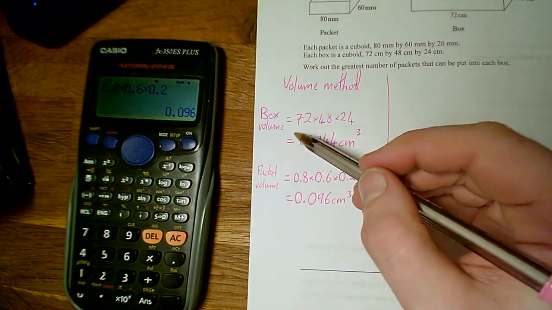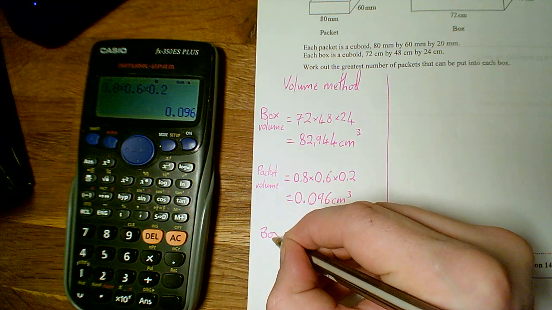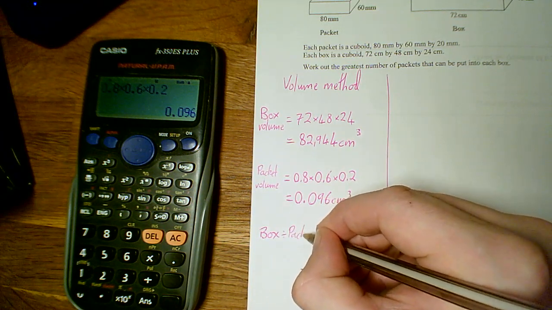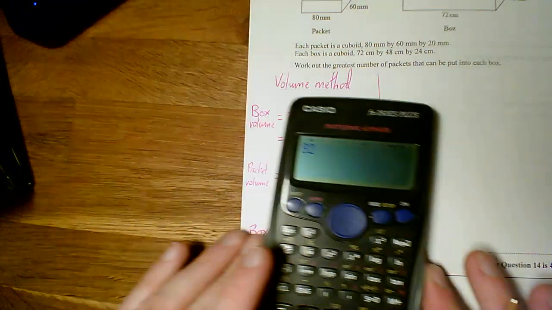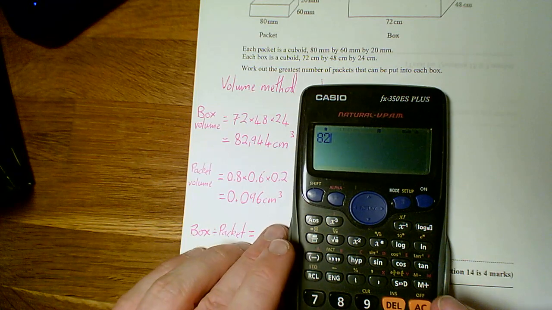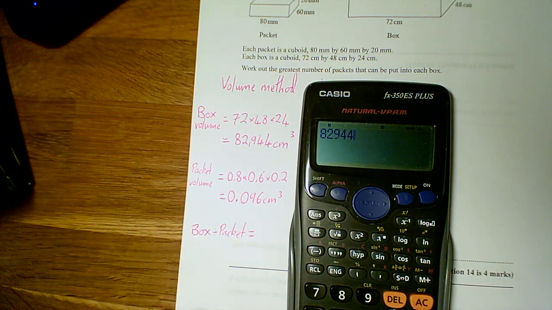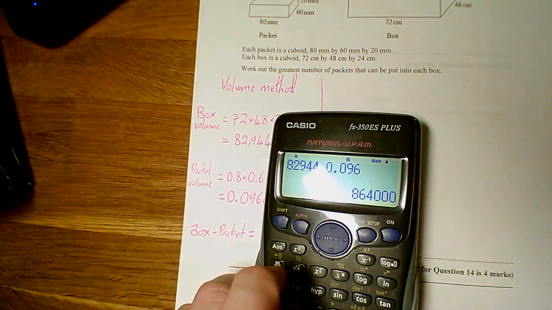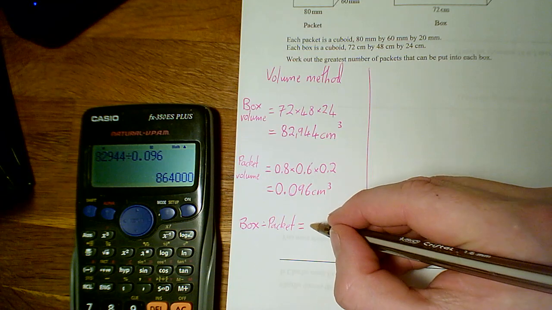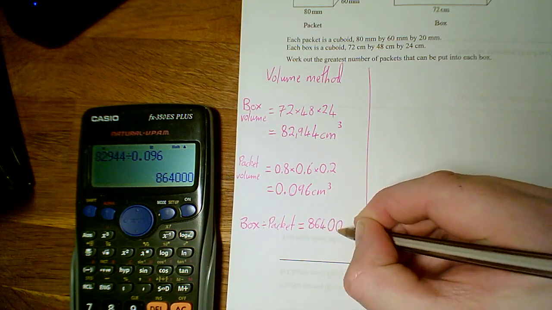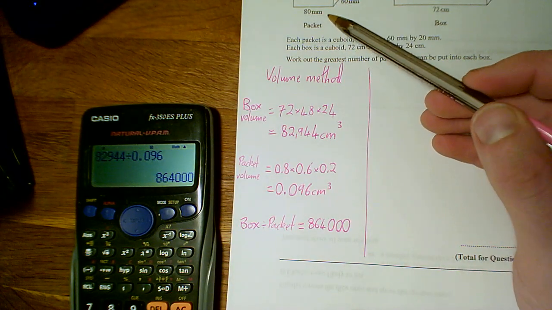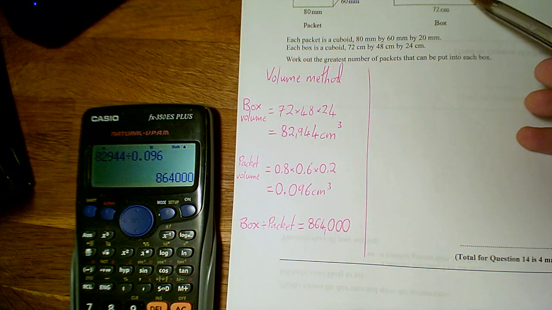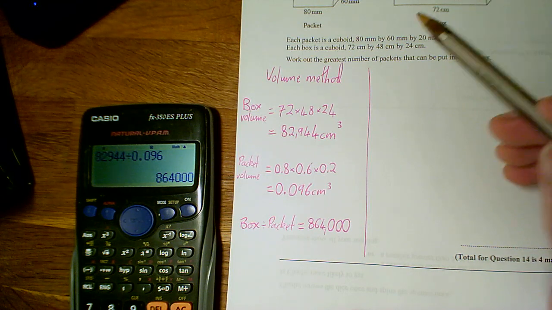So to work out the total amount, I can do the box divided by the packet, which is 82,944 divided by 0.096, which gets me 864,000. Can fit a heck of a lot in there. A heck of a lot of the packets inside the box. Nearly 1 million.